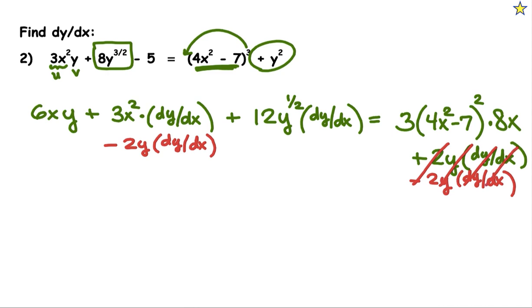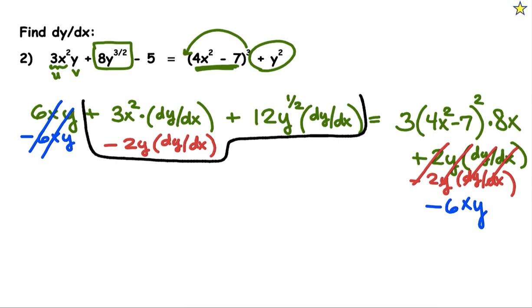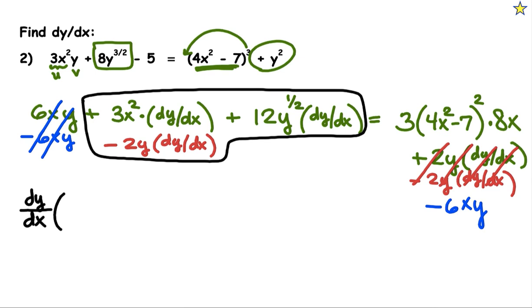And then over on the far left, that 6xy does not have a dy dx, so it needs to go to the right. So I'm going to subtract it off. It'll cancel itself away. And it's also subtracted over here on the right. Since everything on the left-hand side now has a dy dx, everybody's got one. That means you can factor it out. That's the whole point of getting them all together, is so you can factor. Now there's only one dy dx, and we know where it is.